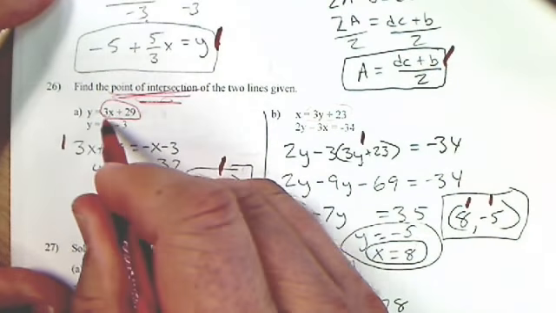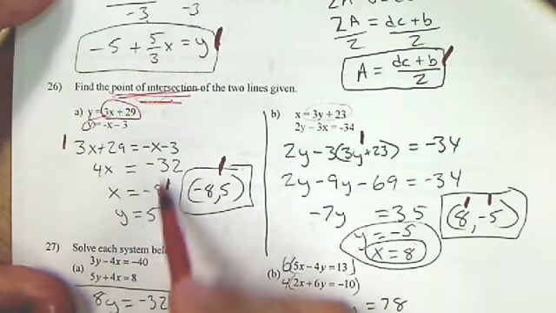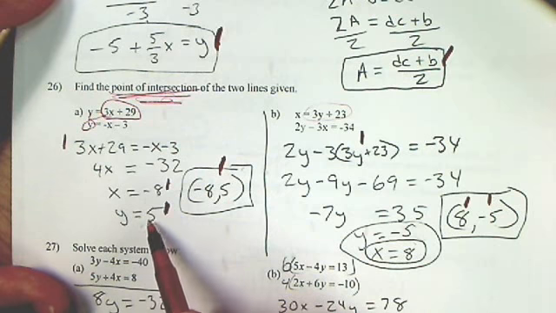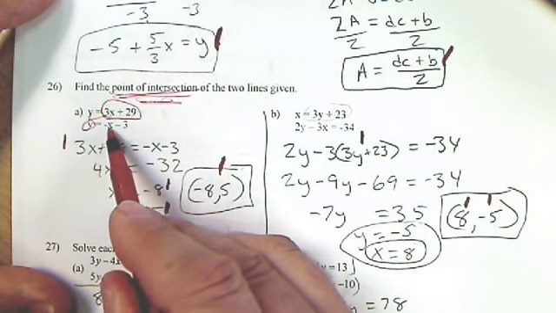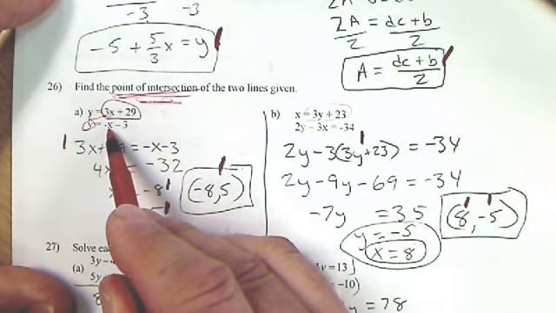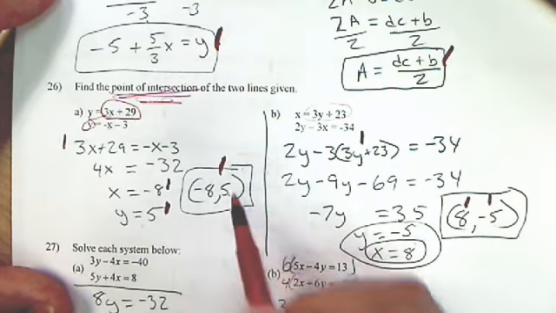Equal to y, so plug it in for the y. Solve, and you get your x equals negative 8. Plug it back into one of them, negative 8. Negative negative 8 makes it a positive 8. Minus 3 is 5. There's your point of intersection.